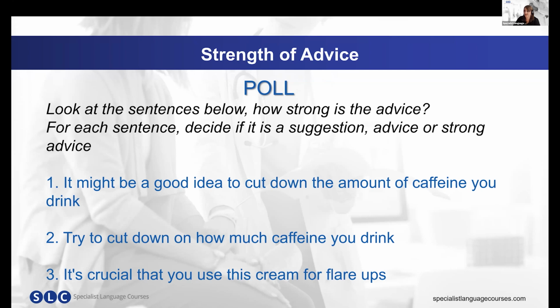Okay, great. I can see that you're answering the polls now. That's great. Okay, so look specifically at the phrases that are used at the beginning of those sentences. Okay, good. Great. So I can see that you're still voting. Good. Okay. Great.